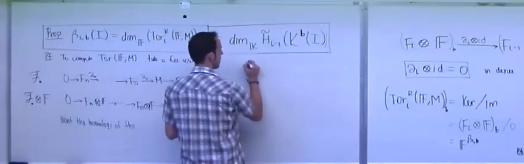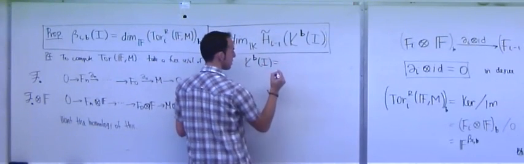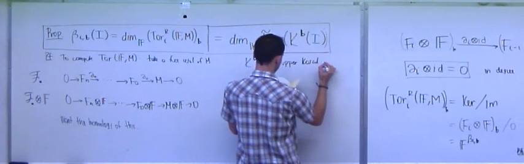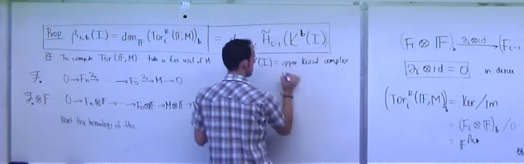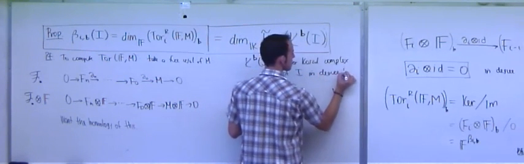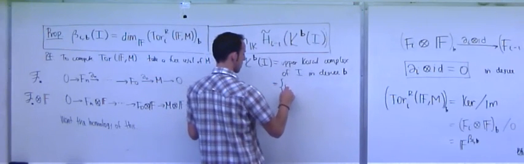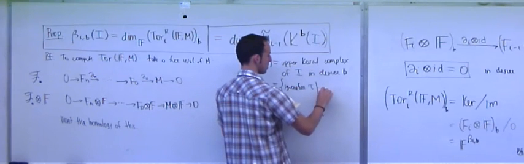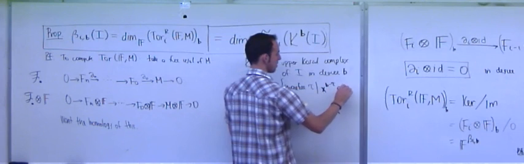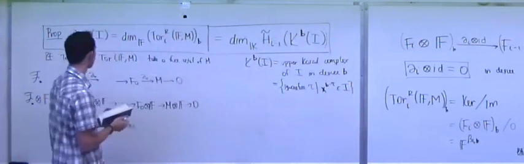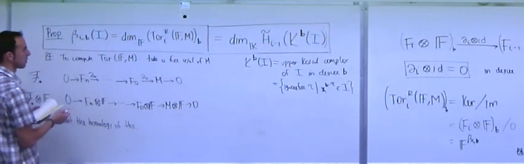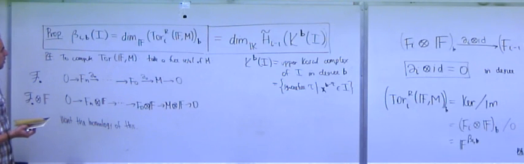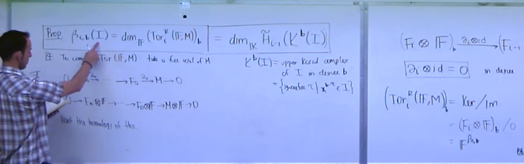So remember that K^B(I) is the upper Koszul complex of I in degree B. And that's defined to be the squarefree tau such that x to the B minus tau is in I. Oh, yeah, thank you.